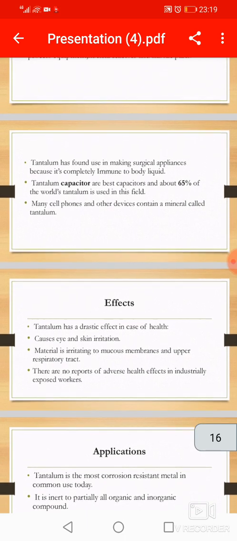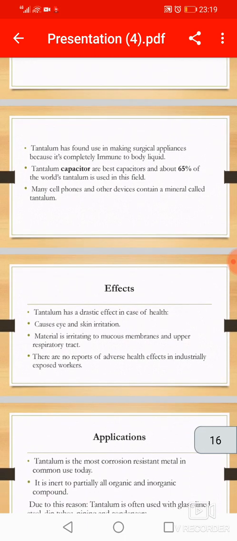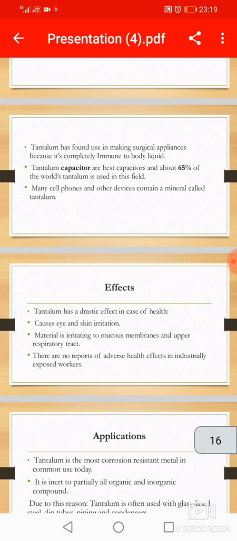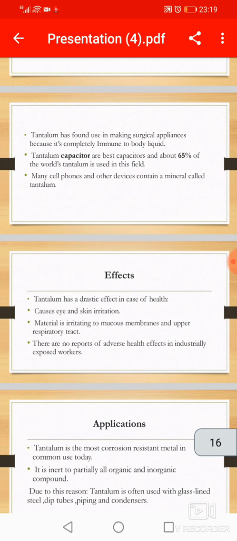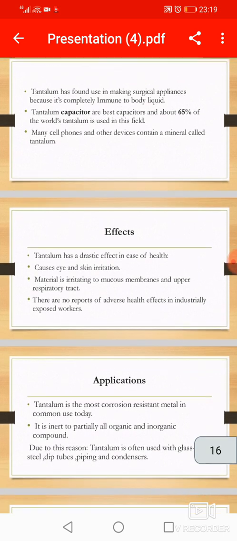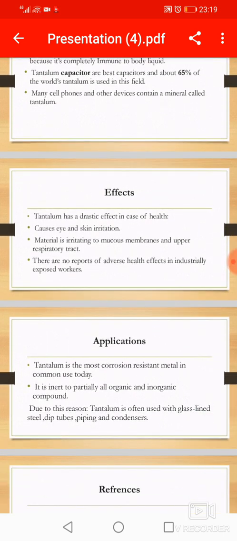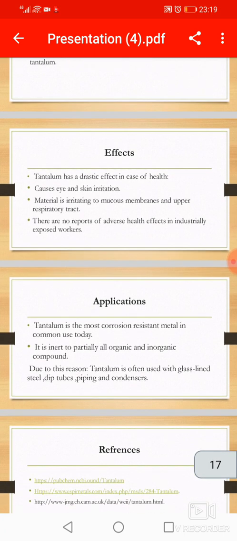Next, we will discuss its applications. Tantalum is the most corrosion resistant metal in common use today. It is inert to practically all organic and inorganic compounds. Due to this reason, tantalum is often used with glass-lined steel, dip tubes, piping, and condensers.